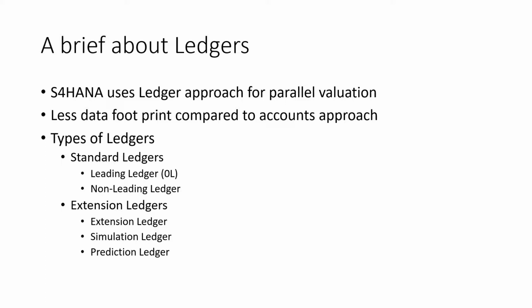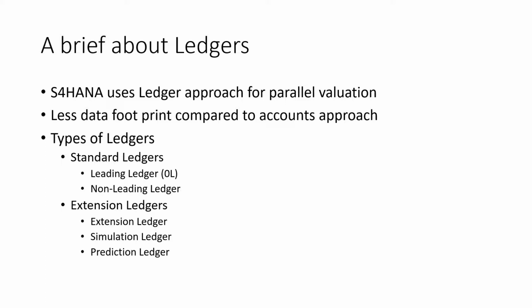In accounts approach, we create a different set of accounts for each accounting principle. So whenever we are posting a document, it posts to every set of accounts so that it can be stored for each accounting principle, and accordingly the reports for each accounting principle can be extracted. Whereas in ledger approach, we create different ledgers and the documents will be posted for each and every ledger, which will be assigned to different accounting principles, and accordingly the reporting requirements can be met.